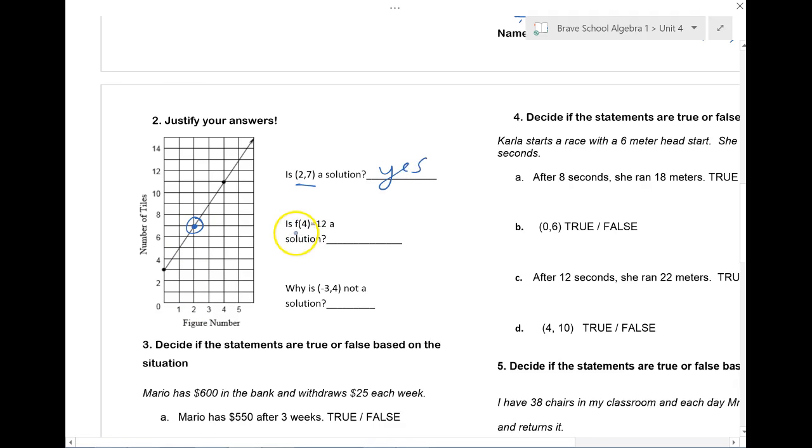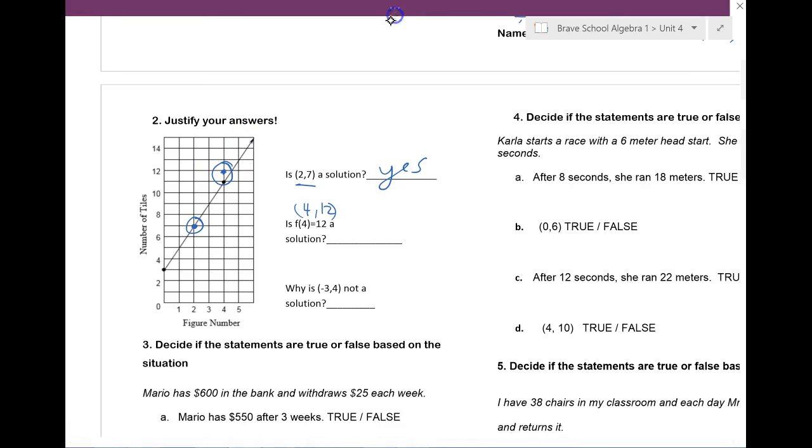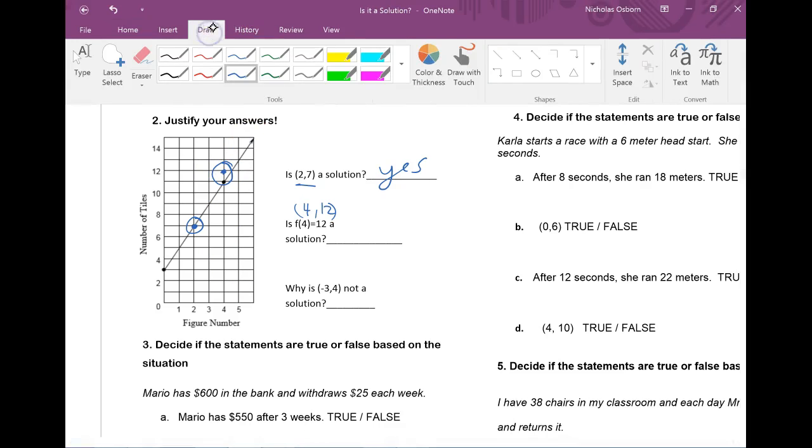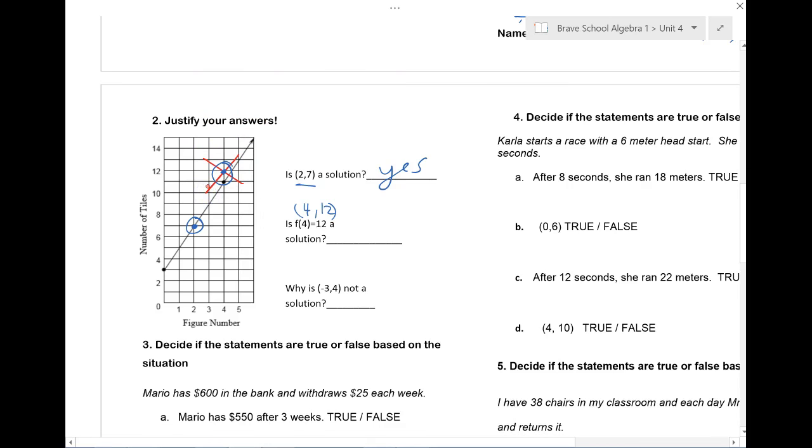Okay? Now this question is f(4) = 12 a solution? Remember, 4 is the x, 12 is the y. So that point is just (4, 12). Go to the graph, right 4, go up to 12, and that is not on the line. So that point is not a solution because it's not touching the line. So this would be a no.